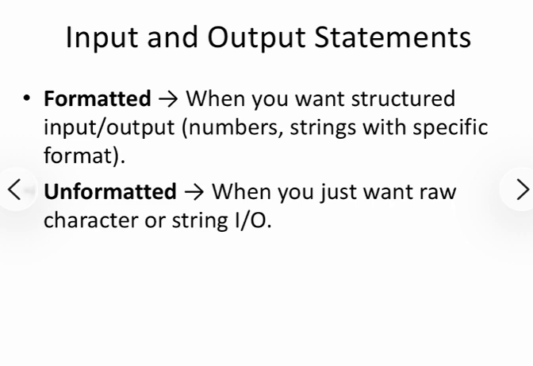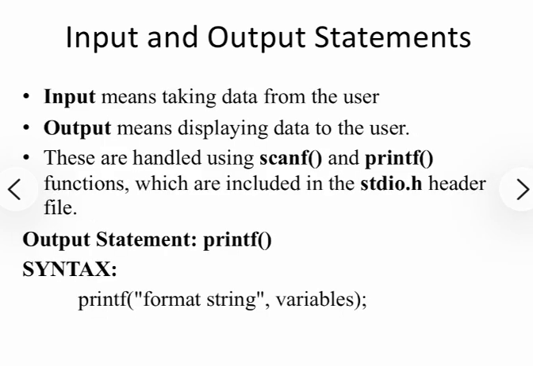And unformatted is nothing but just the raw characters or strings of input and output. Input means taking data from the user. Output is displaying the data to the user. In this we have printf and scanf. Printf is used for displaying the information we have given in the program. Scanf is used to get the information from the user.